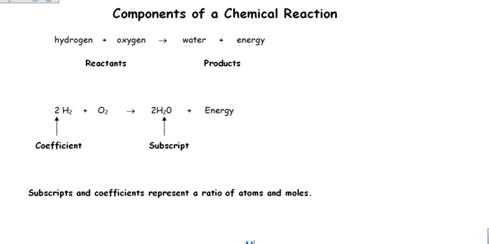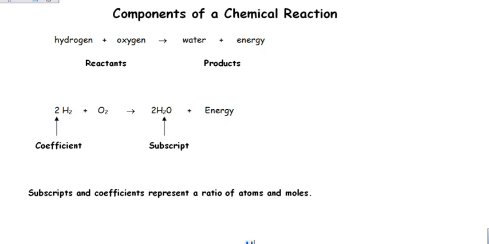My reactants are often on the left side. My products are often on the right. They don't have to be. The arrow will just always point toward the products. You could have one reactant, you could have 10 reactants. You could have one product, you could have 10 products. There is no number of reactants or products that we have to keep to.